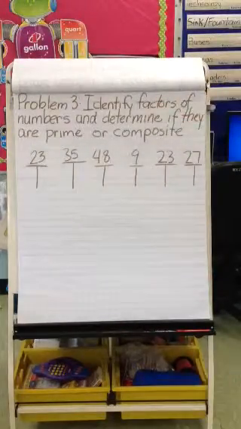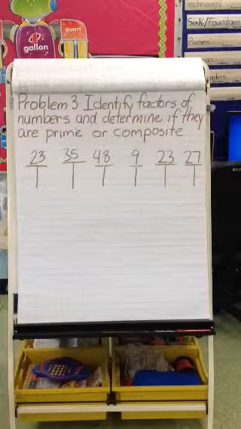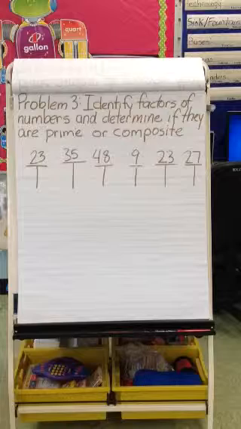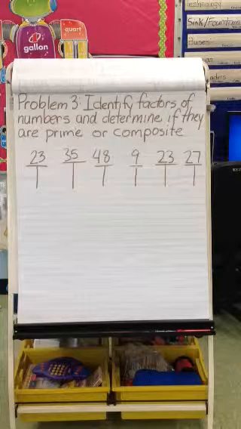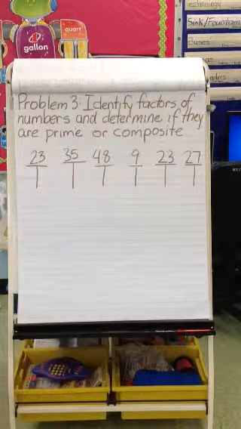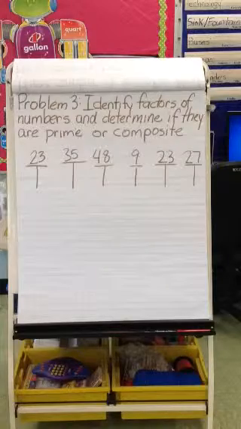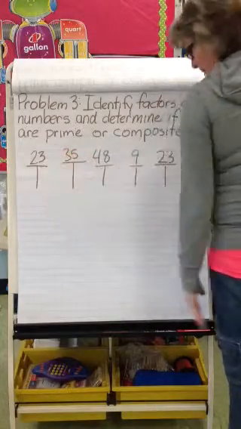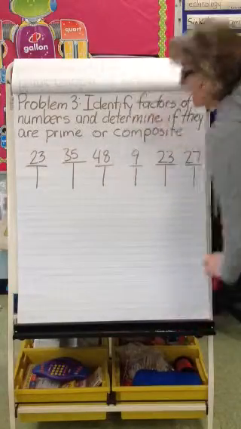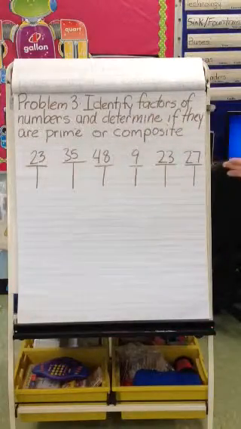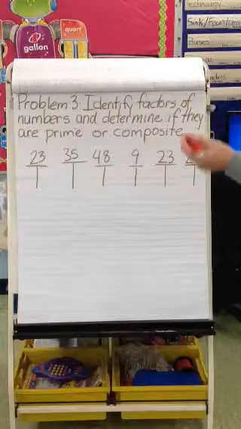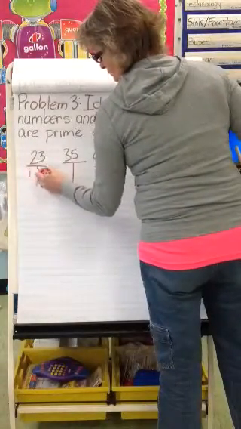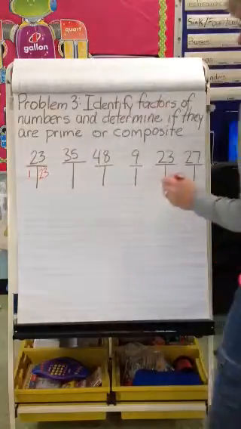Okay, now we're going to determine whether or not a number is prime or composite. I like to draw a T-chart. This has worked really well in the past, and I'll show you how to use it. I put my number at the top, 23. I start off with counting. 1 is a factor of 23. 1 times 23 is 23.